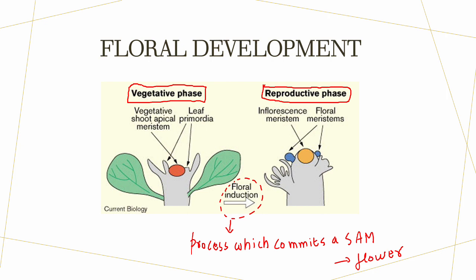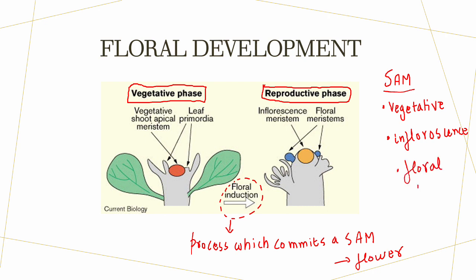Or it can have several types of identity. So the shoot apical meristem can either be vegetative in nature, then you call it a vegetative meristem. Sometimes it will develop into something called an inflorescence meristem, and sometimes it will develop into something called a floral meristem. And the floral meristem is eventually going to result in the formation of a flower. So this is quite an important chain of events that we have to understand over here. I hope that makes sense to everyone, right?